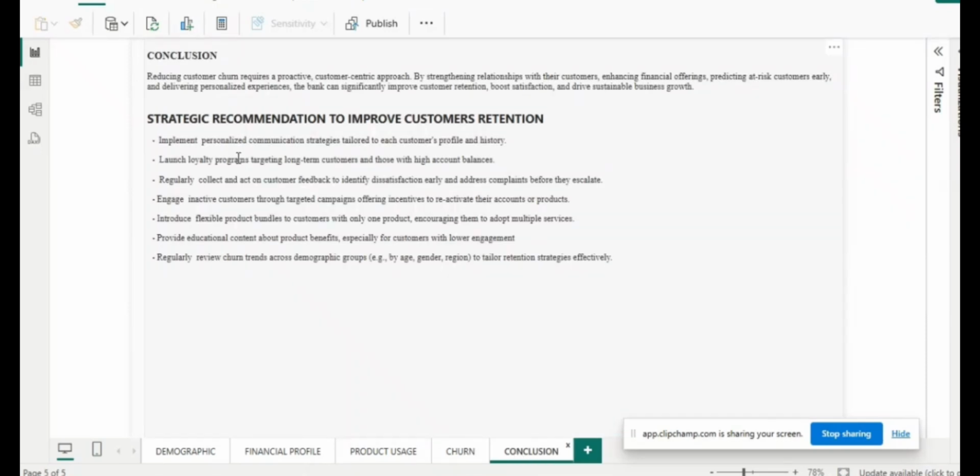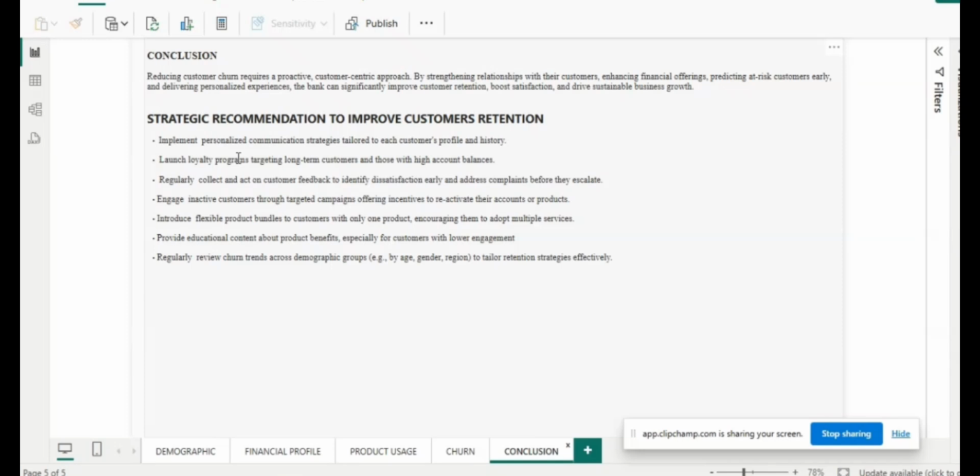So I have my conclusion and my recommendation here. My conclusion is reducing customer churn requires a proactive, customer-centric approach by strengthening relationships with their customers, enhancing financial offerings, predicting at-risk customers early, and delivering personalized experience. The bank can significantly improve customer retention, boost satisfaction, and drive sustainable business growth. What did I say? Build relationship with your customer. That is one of the key things to reduce your churn rate, and also ask your customers why they don't subscribe to product 3 and product 4. It is going to help reduce the churn rate for the bank.